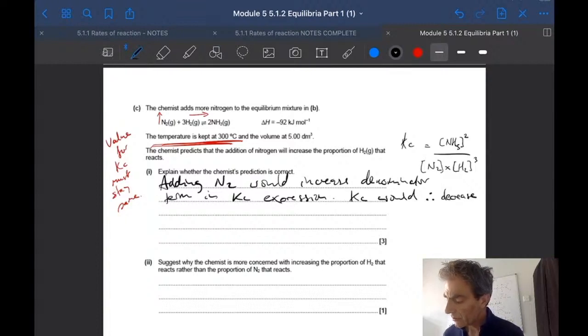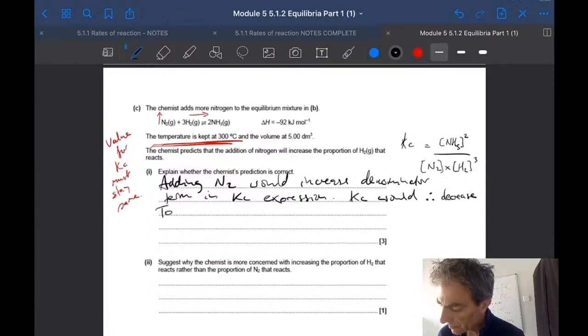Okay, so how will this equilibrium bring about that? Keep Kc the same? Well, if it makes the numerator bigger and lowers the denominator, it can actually get back to the original Kc value, and that's how it does it. So how does it make the denominator smaller, the numerator bigger? It moves to the right, and therefore the amount of hydrogen that reacts must be more than it was before. Okay, so let's get this into a sensible answer.